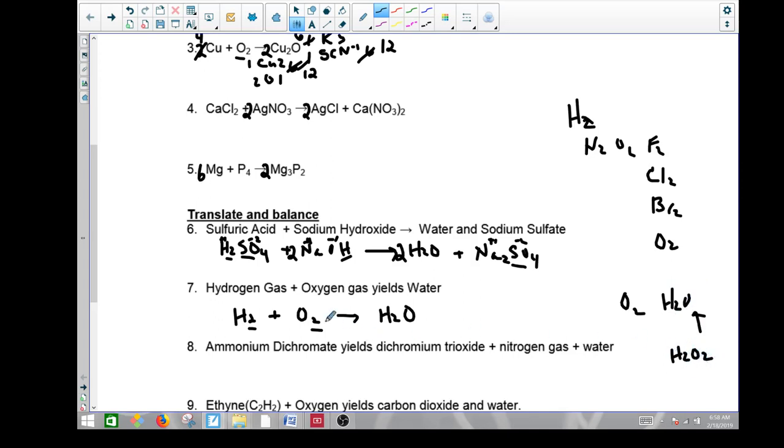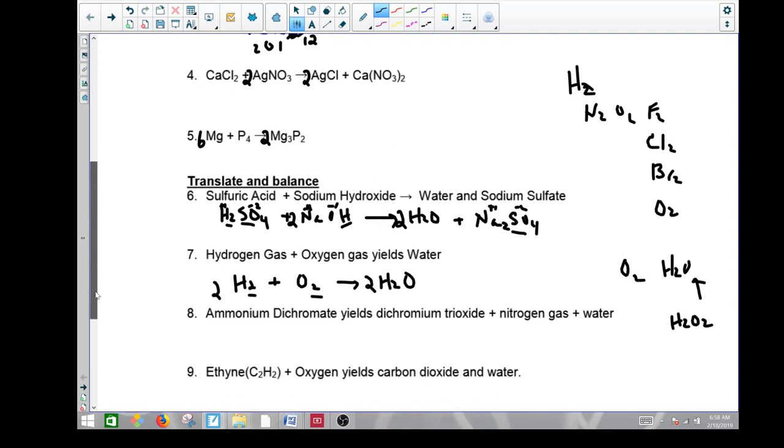Okay? All right. So, balancing first. 2 goes here. That gives me 2 oxygens and 4 hydrogens. So then we put a 2 here. The rest of these you can check for answers online.